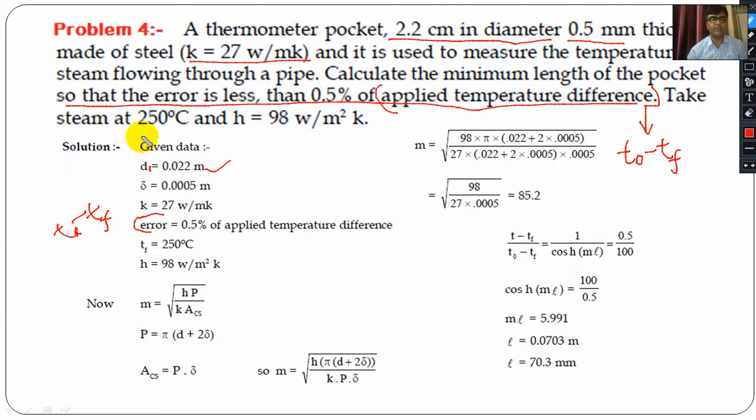This is given in that problem, and TF is 250 degrees centigrade, and the convective heat transfer coefficient is 98 watt per meter Kelvin. So you just apply the theory of thermometric well error in temperature measurement. First of all, you evaluate the M value. M is equal to the square root of hP upon kA cross-section, where the perimeter is this one, and the area of cross section is this one.